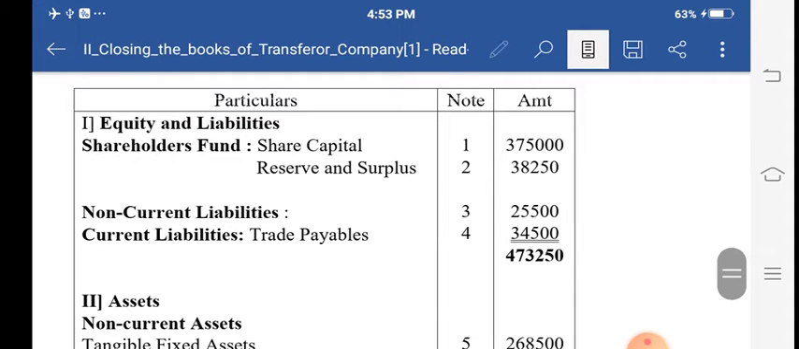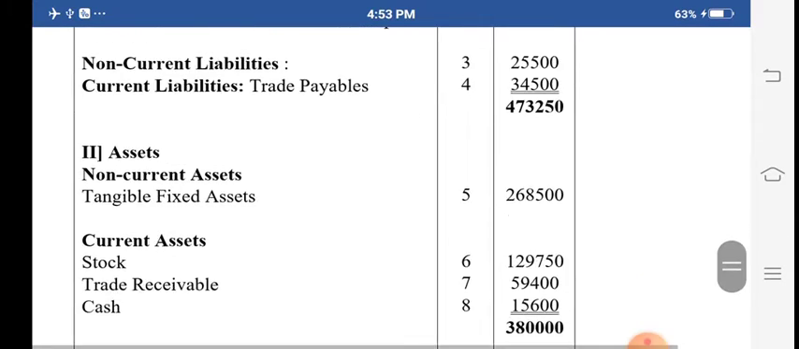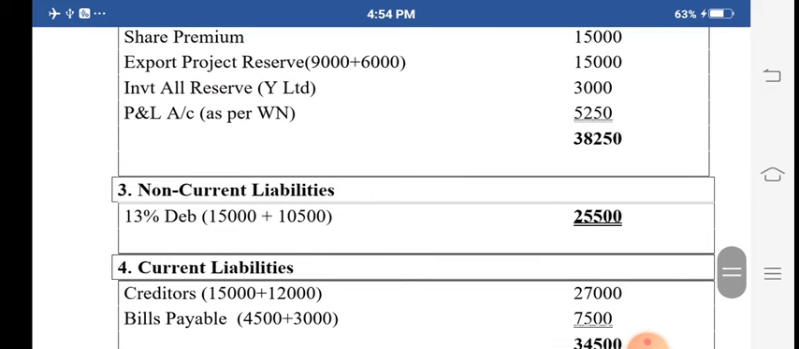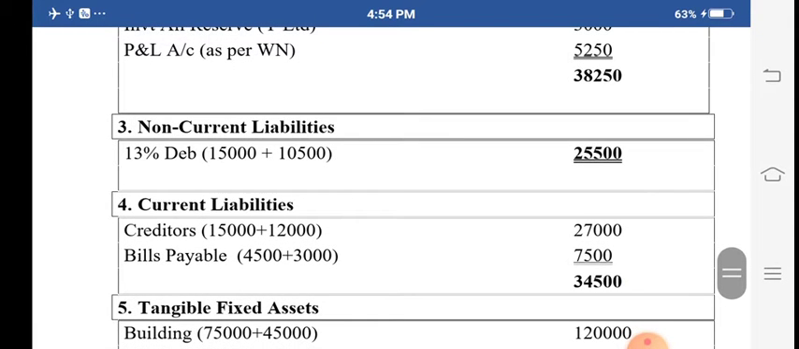Next, the current liabilities, which include the trade payables. Now see, note number 4 is related to the trade payables under current liabilities. The current liabilities include creditors: 15,000 for X Limited and 12,000 for Y Limited. So this 15,000 plus 12,000, the total is 27,000.